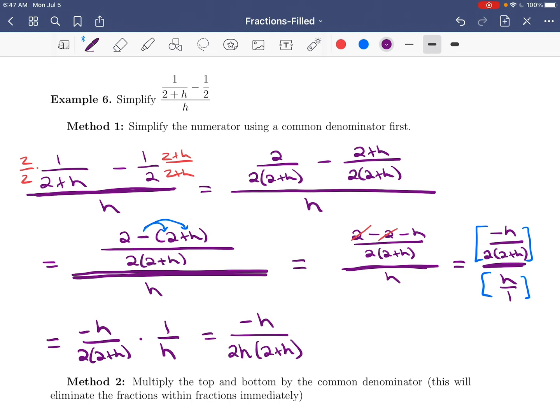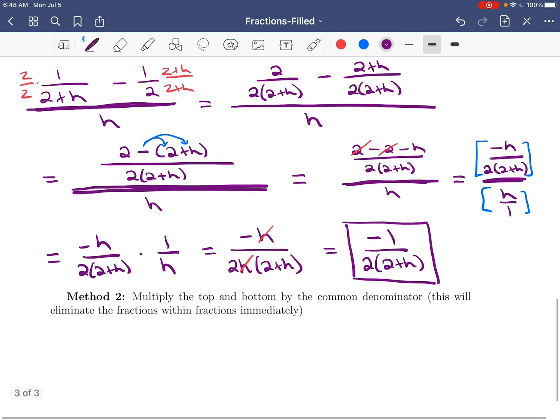So these things are all multiplying, so I can write them in any order I want. And now h over h is a 1. So those cancel out, because they're multiplying everything on the top and everything on the bottom. And I would get minus 1 over 2 times 2 plus h. Okay, and that's as simplified as we can make it.